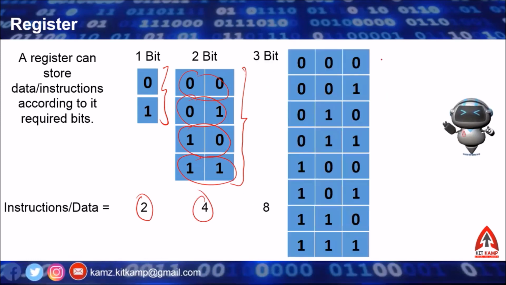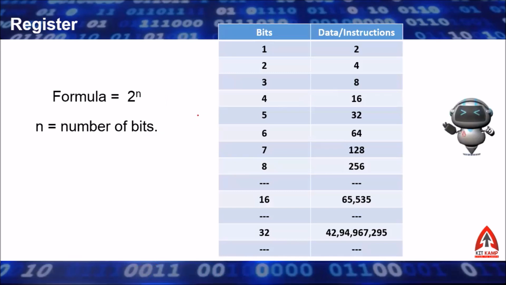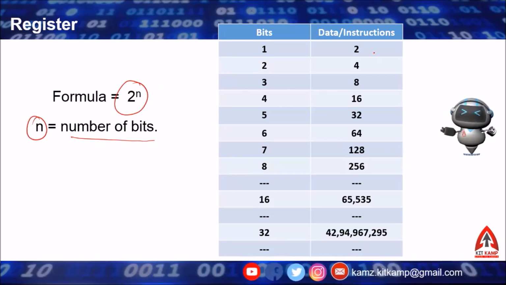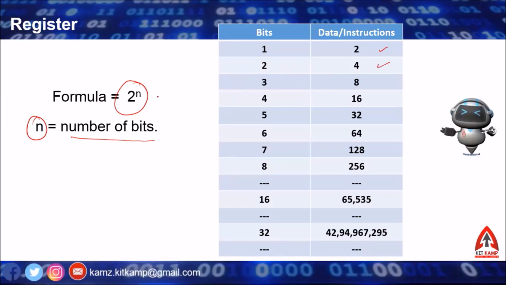If I have 3 bits, it is going to generate 8 instructions. But what is the formula? If I increase my bits, how does this get generated? The formula is very simple: 2 power n, where n is the number of bits. If I have 1 bit, 2 power 1 gives you 2 instructions. 2 power 2 gives 4 instructions. 2 power 3 is 8, and 2 power 4 gives 16 instructions.